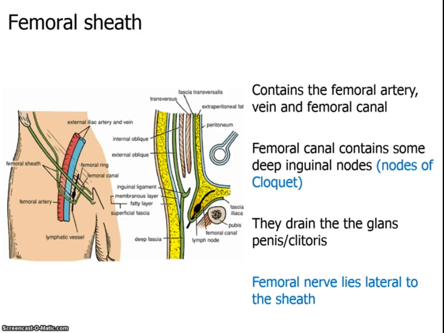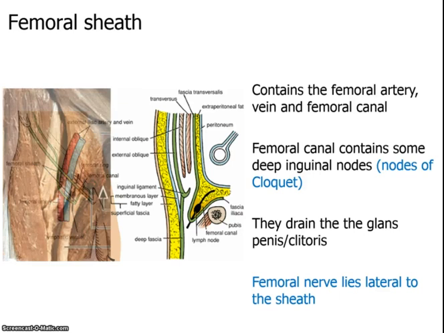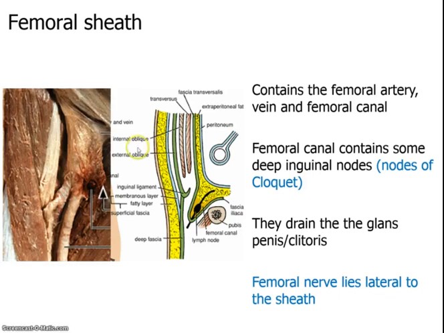Now, I previously said that this femoral canal contains some deep inguinal lymph nodes, and these deep inguinal lymph nodes are called nodes of Cloquet, and they drain the glans penis in males and the clitoris in females. Now remember this point. Sometimes this point is checked in examinations. And this slide shows the relationship of the femoral nerve to the femoral sheath. It lies lateral to the femoral sheath. It does not lie inside the femoral sheath. Remember this fact.